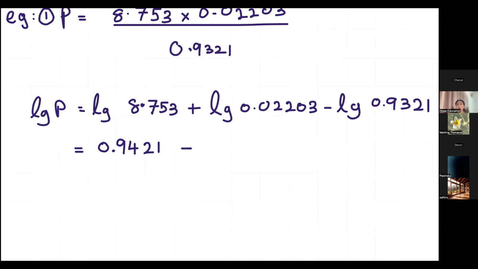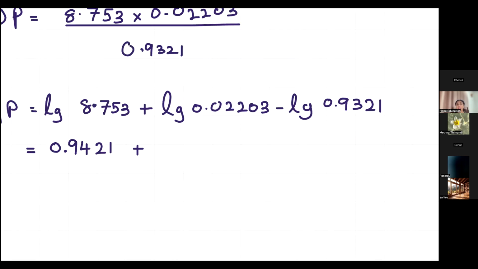Plus, again here, don't worry about the decimal place. Look at the numbers. Here we have 2203. Read from the log table 2203.